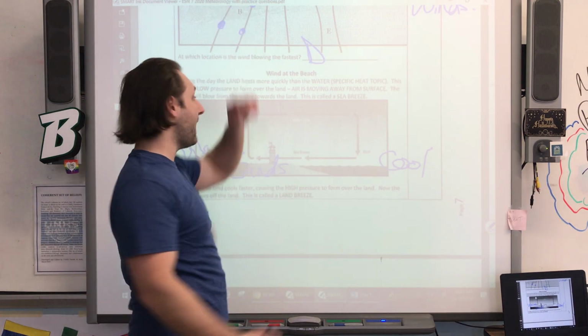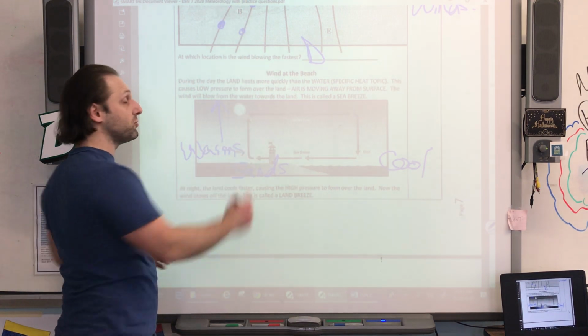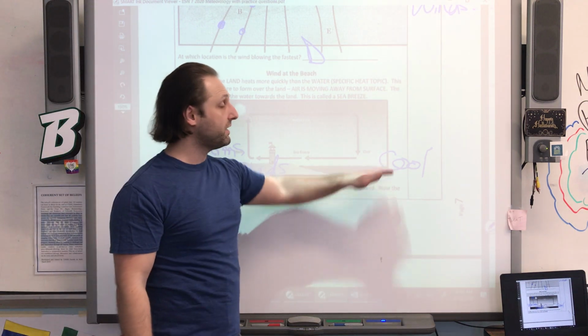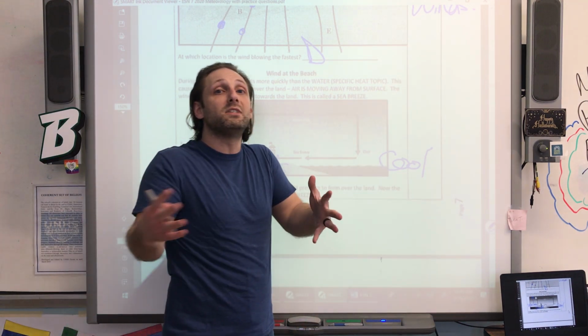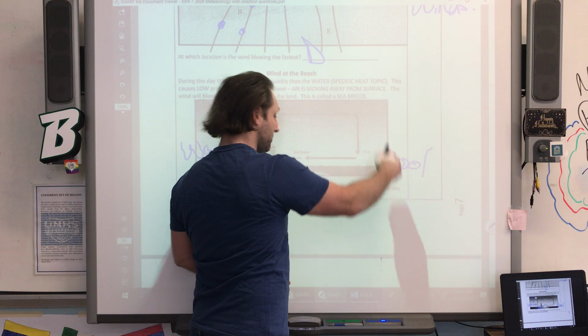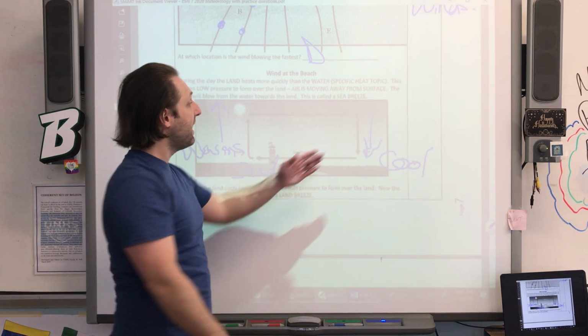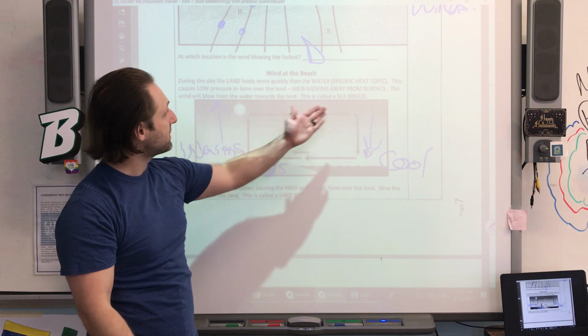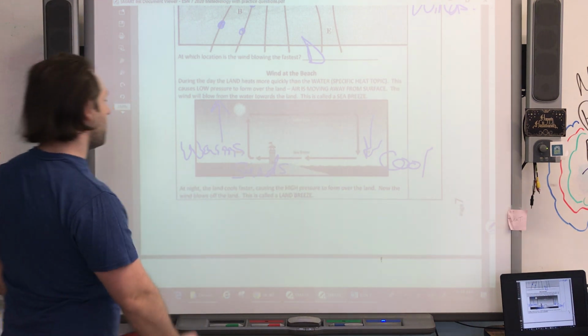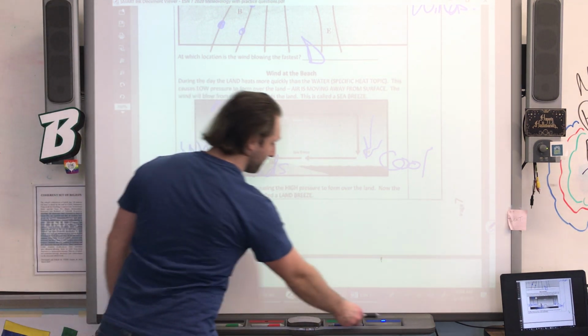The land warms up, so the air warms up and it travels up. And over here, where the water stays cool, it cools down the air, so the air starts to sink. And then you've got to fill this thing in, and you've got a convection cell. All right, so at nighttime, the opposite happens.